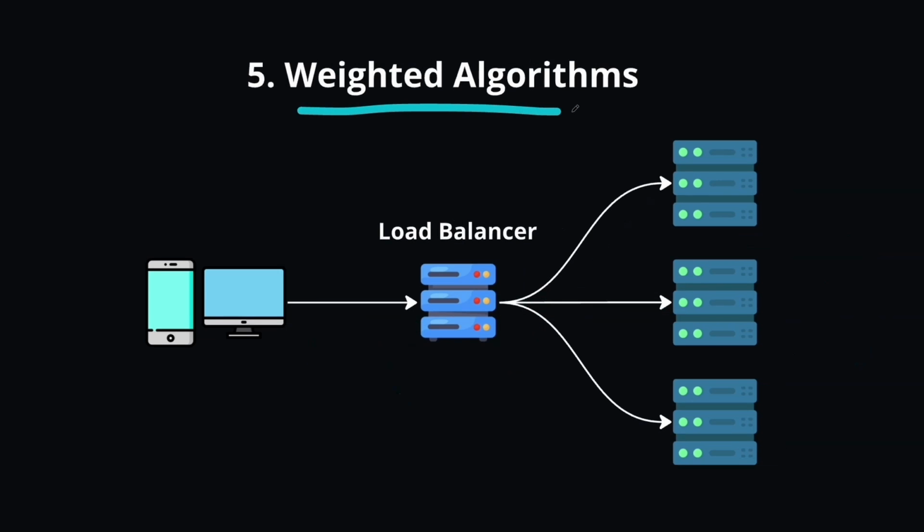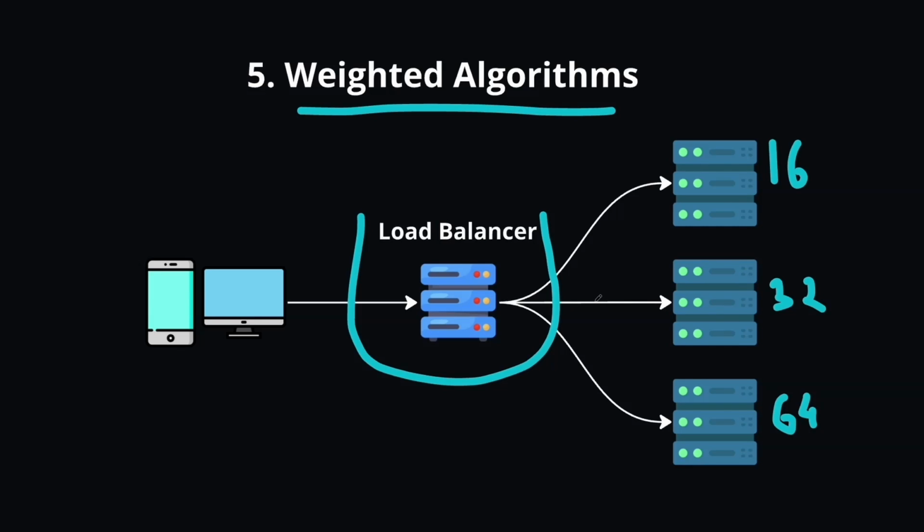Then there are also weighted algorithms. These are variants of the above methods that can also be weighted. For example, you can have a weighted round robin or weighted least connections. In this case, servers are assigned weights, typically based on their capacity and performance metrics. For example, if the first server has 16 gigs of RAM, the second one has 32, and the third one has 64, based on the server RAM and other metrics, they are assigned weights. And the load balancer takes that into account when redirecting the traffic.